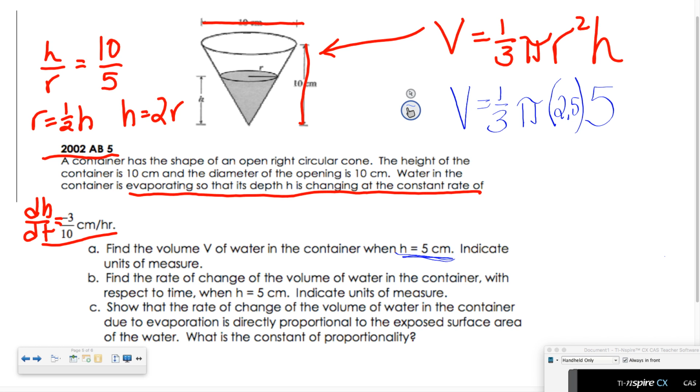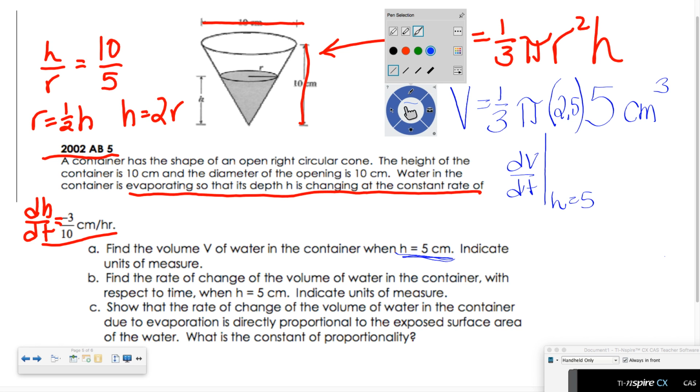They almost got us. Volume is measured in what? Centimeters per hour squared. That would be a rate. This is just volume. Centimeters would be length, times height would be area. Volume is how many dimensions? 3. Centimeters cubed. Okay. It says find the rate of change of the volume of water in the container with respect to time when h is 5. So they want dV/dt when h equals 5, and they want units of measure.